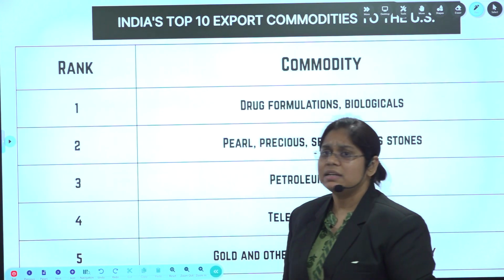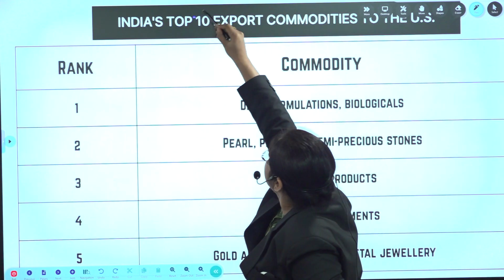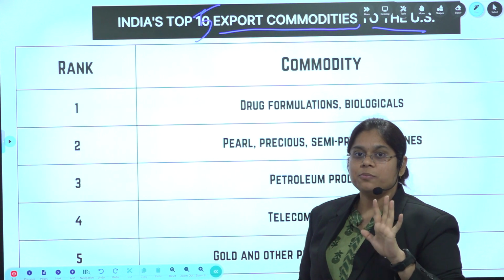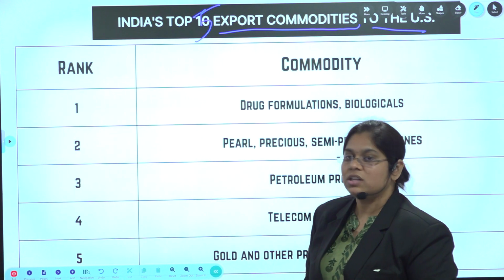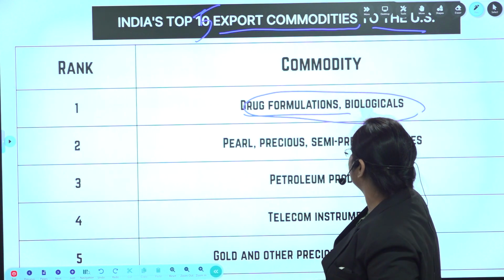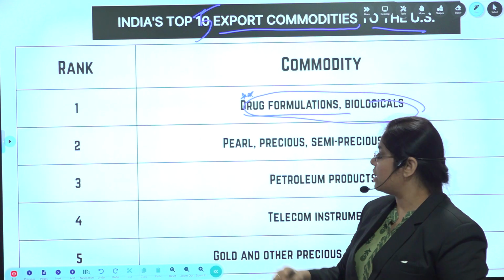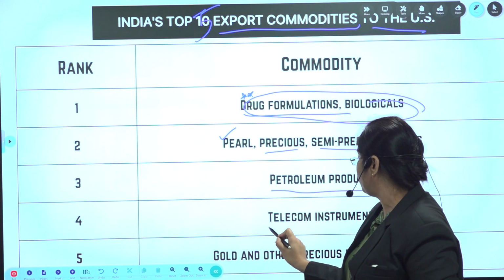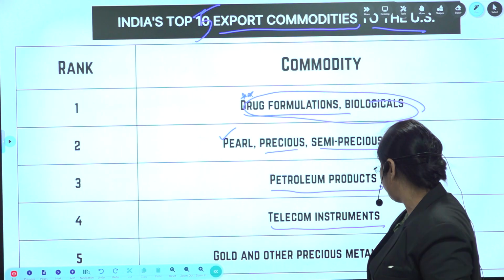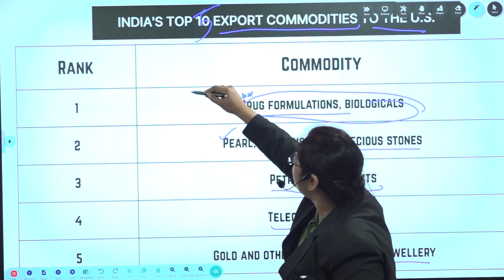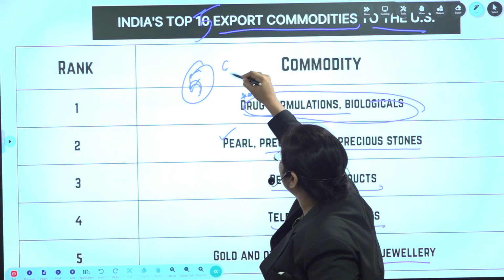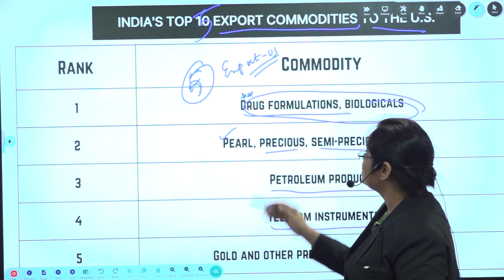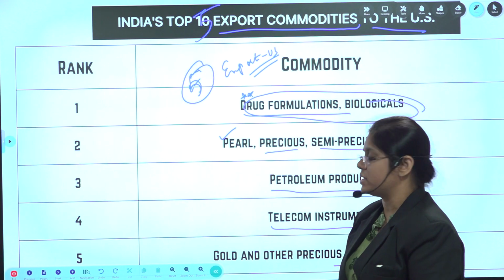Now, let's see the top 5 export commodities to the US. India's top 5 commodities to the US are: at rank 1, drug formulations and biologicals. Okay, remember. In second, pearls, precious and semi-precious stones. Third, petroleum products, fourth, telecom instruments, and fifth, gold and other precious metal jewelry. So these are basically the top 5 Indian exports to the US. Okay, this is important from the prelims perspective.